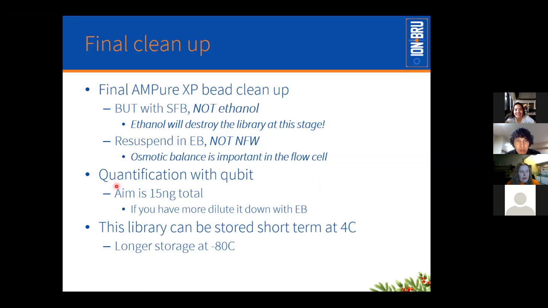Again, you want to quantify with your Qubit, aiming for 15 nanograms total. If you have more, do dilute it down. As I said, you can put too many molecules on the flow cell and you don't want to run out of fuel.